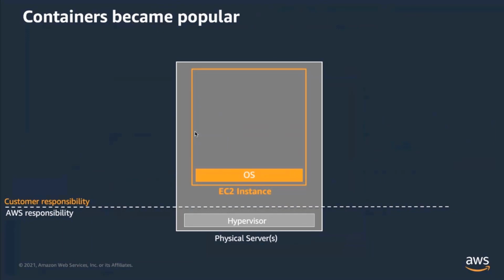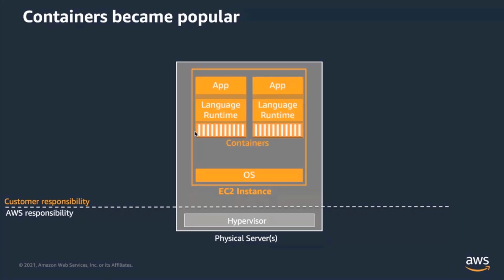And then a few years later, we noticed that containers were starting to become popular. What customers were doing was they were decoupling the application from the operating system within the EC2 instance. So they would bundle the application and the language runtime into container images and deploy the app as containers within EC2 instances. And in order to manage these containerized applications at scale, the typical model is that you install an agent locally within the EC2 instance.